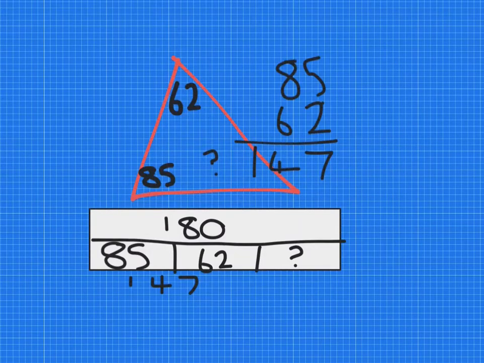So what I'm going to do is I'm going to do 180 take away 147. 0 take away 7 I can't do, go next door, borrow 10 more, 10 take away 7 is going to leave me with 3, 7 take away 4 is going to leave me with 3, 1 take away 1 is going to leave me with nothing. So I know now that that missing angle, that last angle, is going to be 33 degrees.